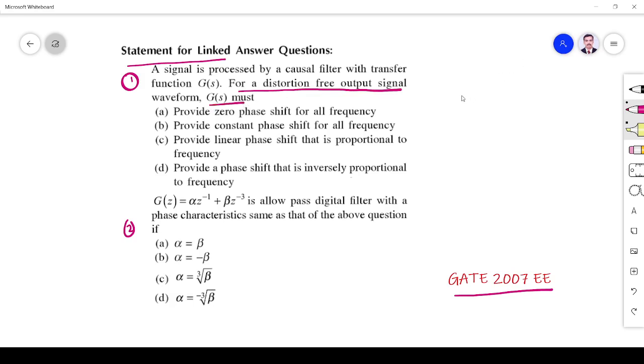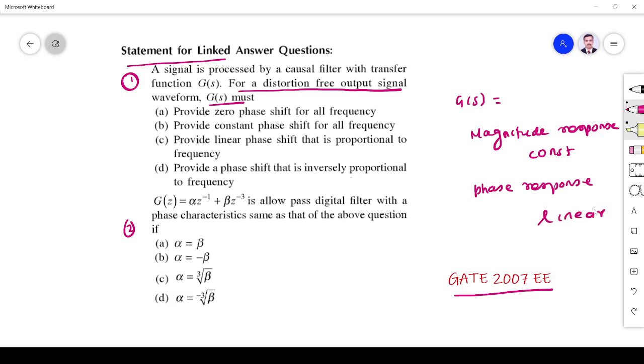We know that for distortion-free output, the transfer function should have constant magnitude. So the magnitude response should be constant, and the phase response should be linear. So this is the condition.